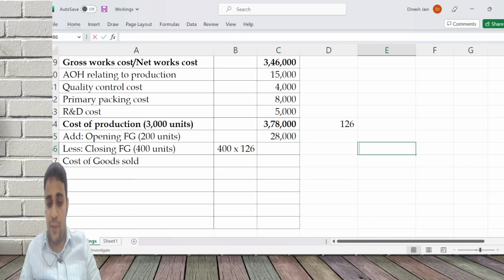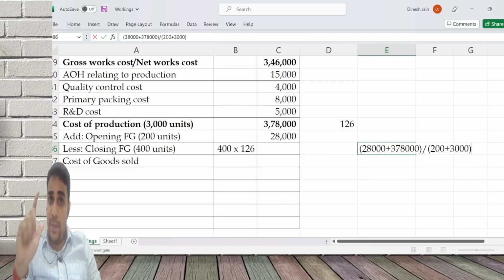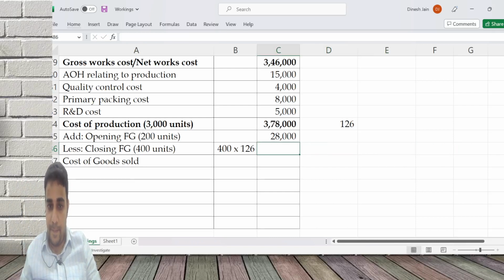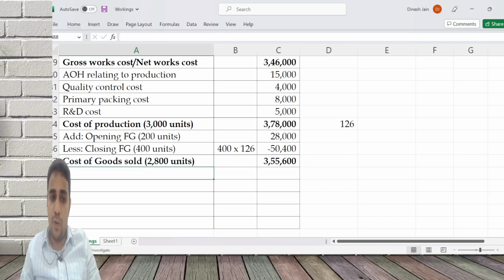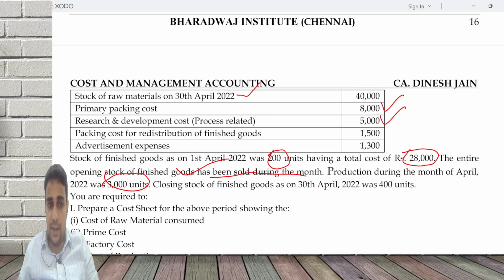If it is average cost, then we have to do 28,000 plus 378 divided by 200 plus 3,000 and get the cost per unit. So FIFO method versus weighted average cost method. If the problem is silent, you can follow either method. This problem is not silent. They have mentioned that the entire opening stock is fully sold. So whatever closing stock is there has come from the current year production. Cost of goods sold is technically for 2,800 units. How 2,800? 3,000 plus opening 200 minus 400 closing. So what we have sold is 2,800.